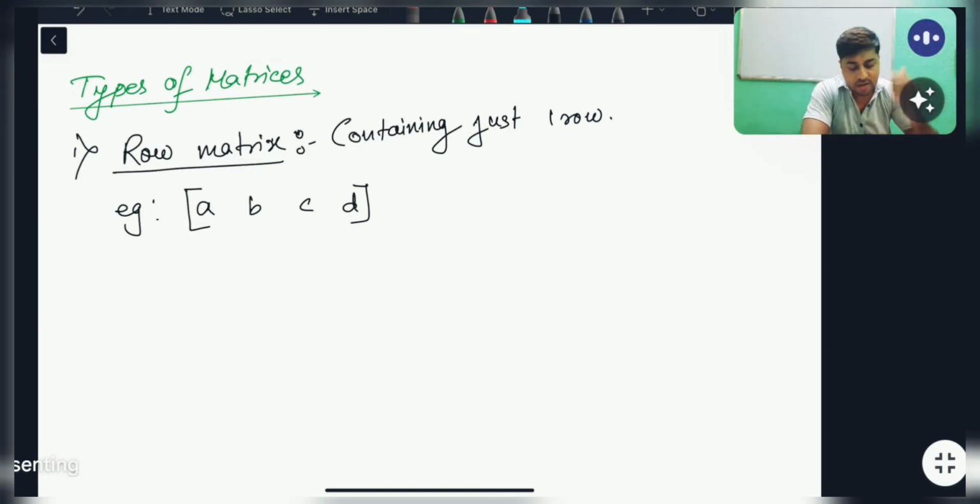What is the order of the matrix? There is only one row, so 1 into how many columns? 1, 2, 3, 4. 4 columns are there. That means 1 into 4. That is the order of the matrix.